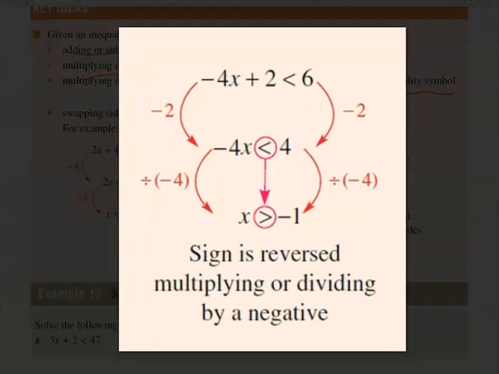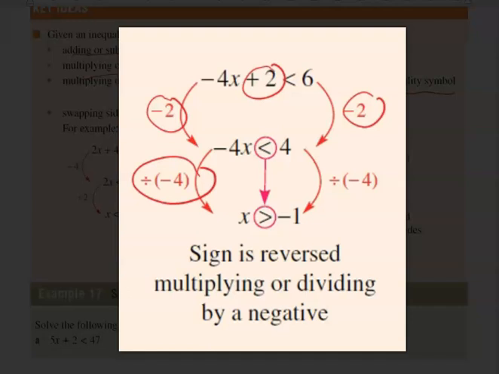If we have negative 4x plus 2, of course we want to get rid of the plus 2 first by subtracting it from both sides. Now we've got negative 4x. This is the trickiest bit. Negative 4x is less than 4. We divide by negative 4, and look what's happened. We get a positive x, but this is where we have to do the swap. So it was negative 4x is less than 4, and now when we divide by a negative, x becomes greater than negative 1. So the sign is reversed when you multiply or divide by a negative.